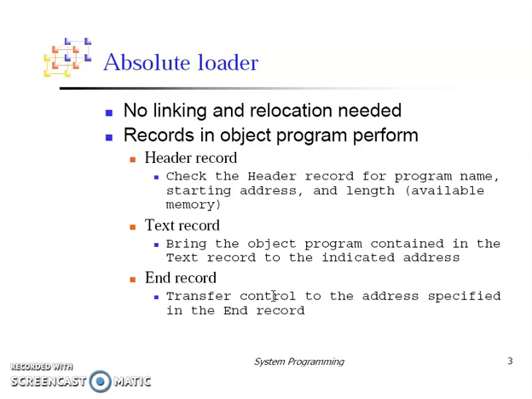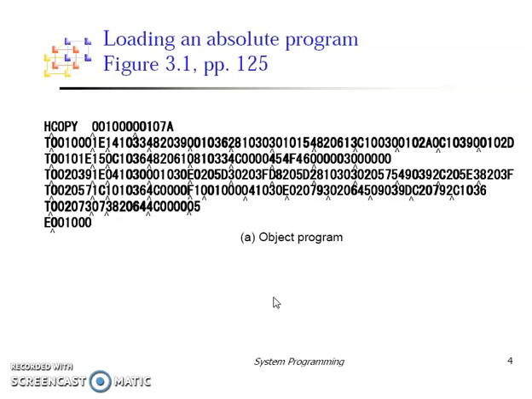Once it reaches the end record, it means that all the instructions have been loaded into memory in the specified locations, and now it needs to begin execution. The end record has one address or label to which the control should go. The loader jumps to that address and transfers control so that execution can begin. This is the structure of any object program to be loaded into memory, with header, text and end records.